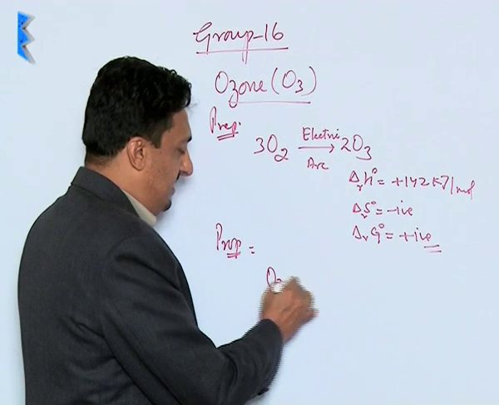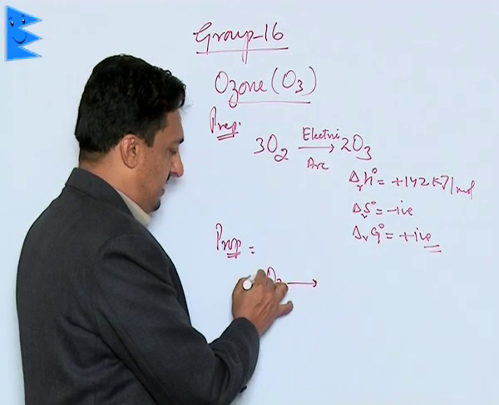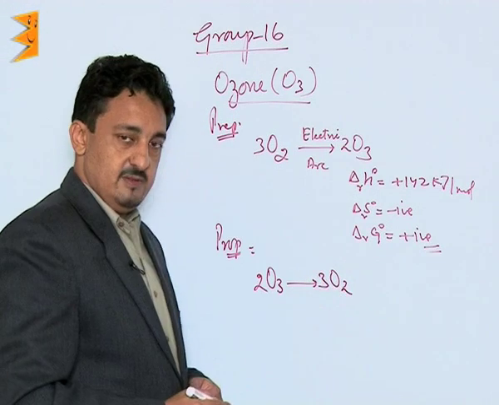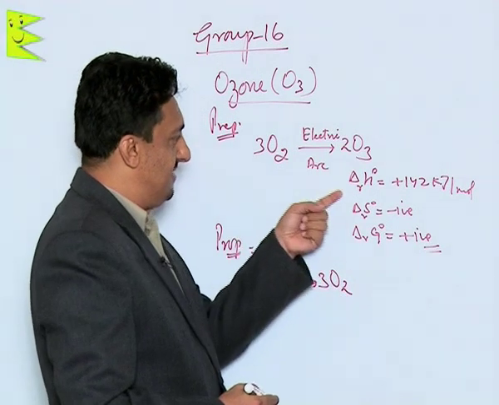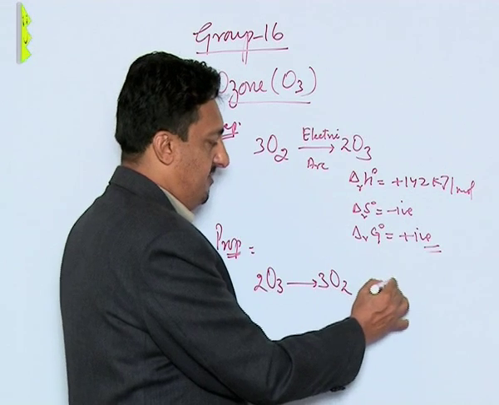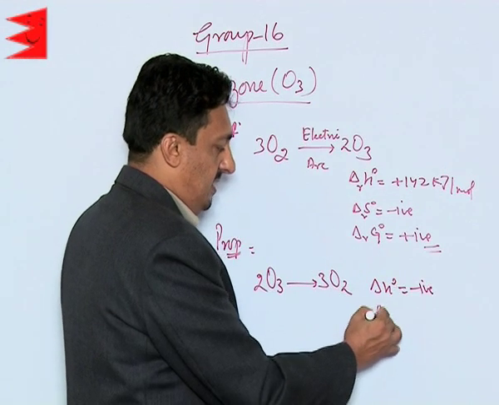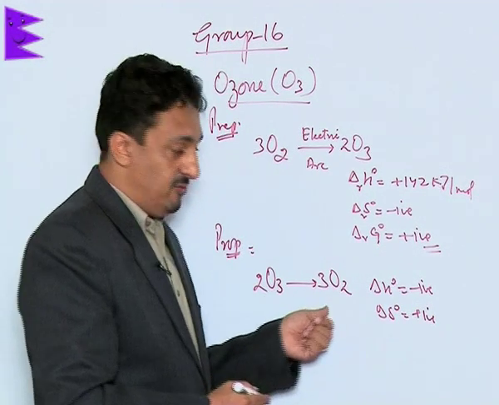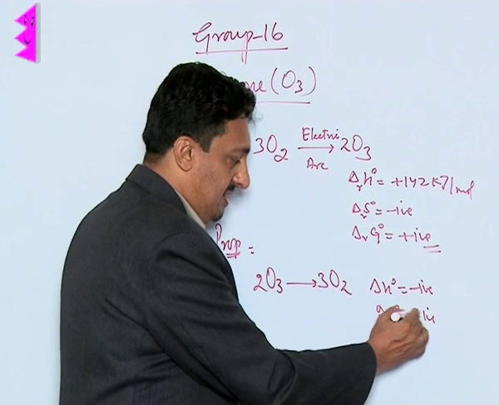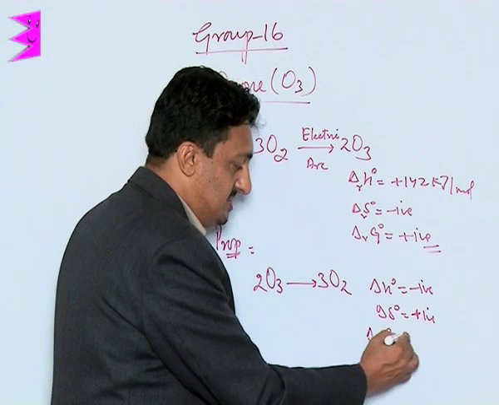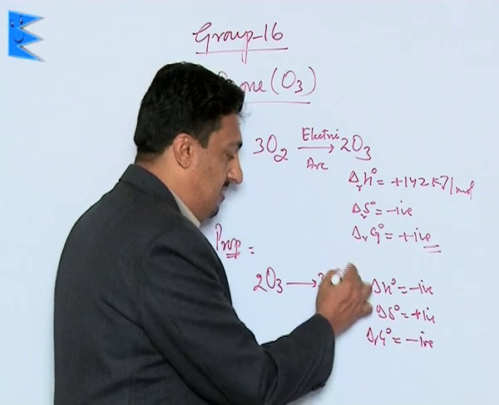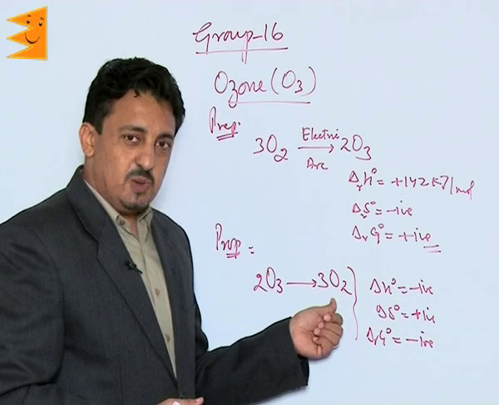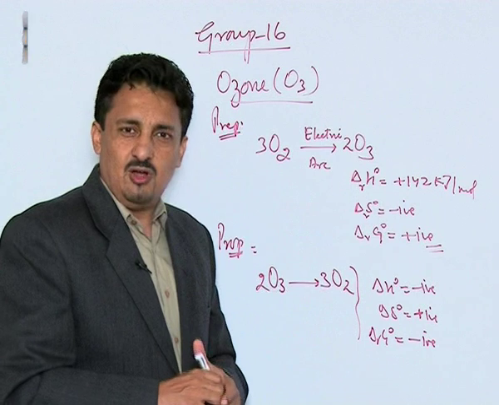Now if we see the reverse of this reaction, this ozone will change into oxygen, 3 molecules of oxygen. Since the delta H of the forward reaction was positive, of course the delta H of this reaction will become negative. The delta S will become positive because 2 moles are getting changed into 3 moles, and this will make delta G negative. It means the decomposition of ozone is very much spontaneous. That's why we cannot store ozone for a longer time.